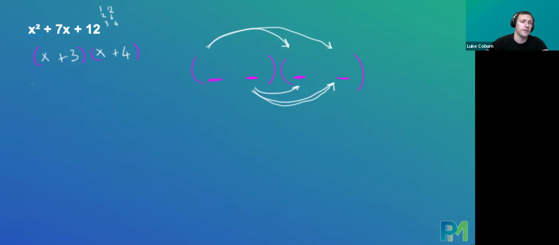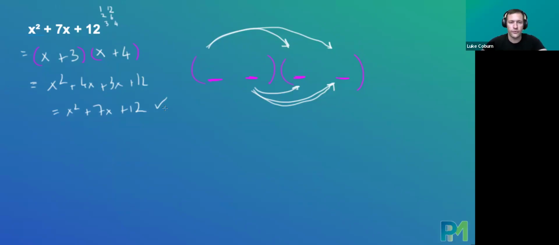And again, the nice thing about factorization is that we're going to be able to test this out. So remember, multiplying x by 4, x squared plus 4x, 3 by x, 3 by 4, 3x plus 12, x squared plus 7x plus 12. Brilliant. We get back to the start. Okay.